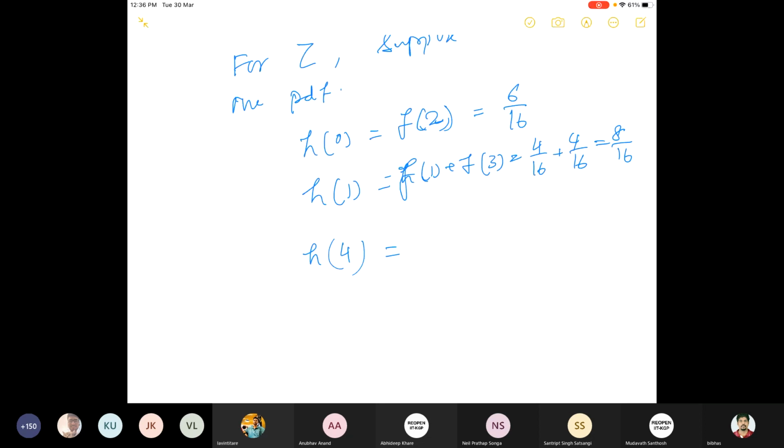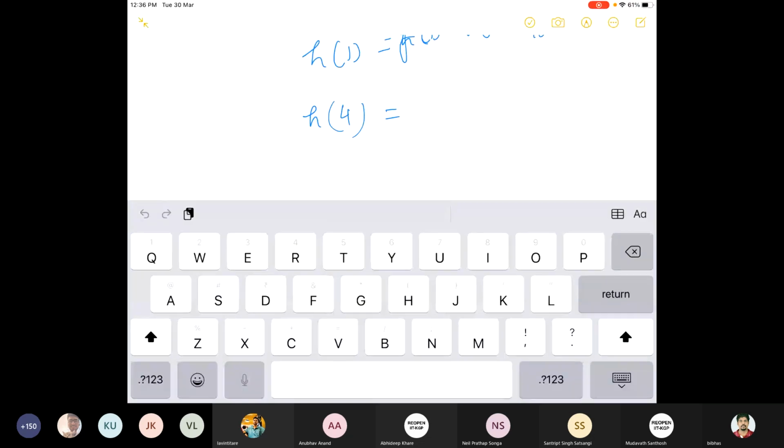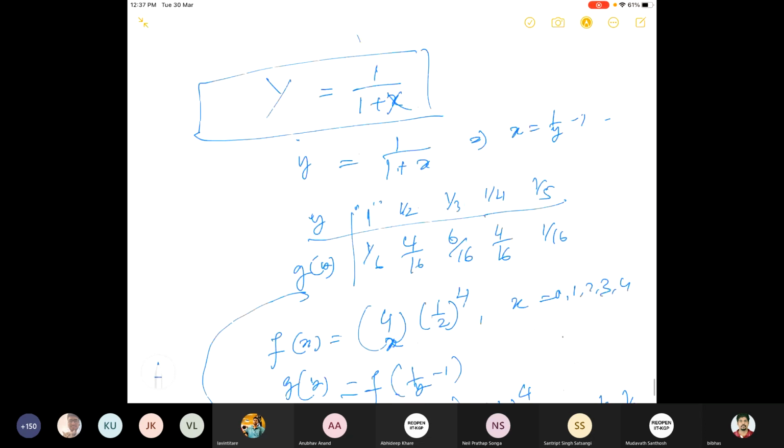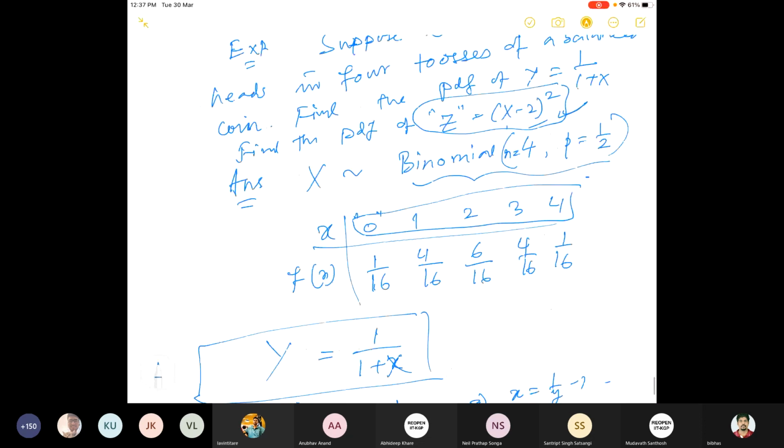So we can find out that h(4) will be nothing but f(0) plus f(4), and this will be 2/16. So we can find out the PDF of this random variable z, which need not be 1 to 1, like here, (x minus 2) whole square.